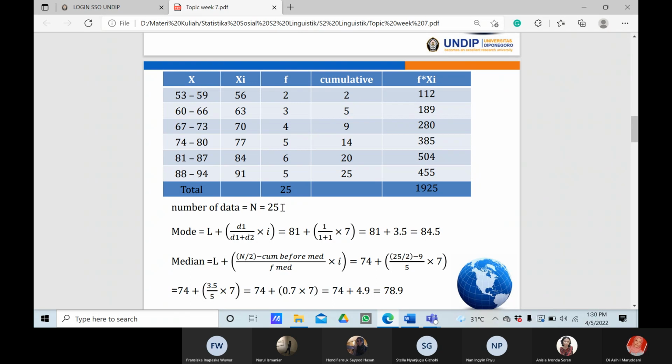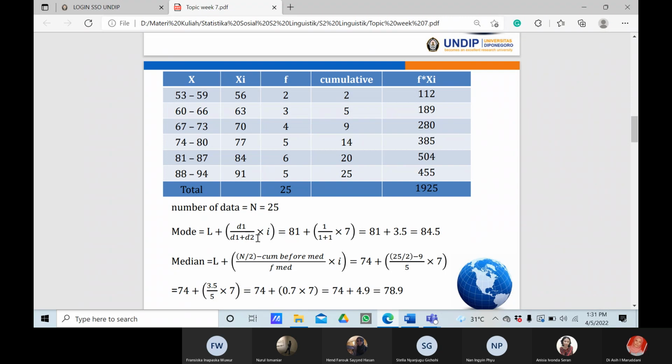The number of data is 25. And maybe it's a little difficult. The mode of the data will be the lower limit of the class of the mode plus D1, where D1 is the difference between the frequency of the class mode and the previous class, divided by D1 plus D2.